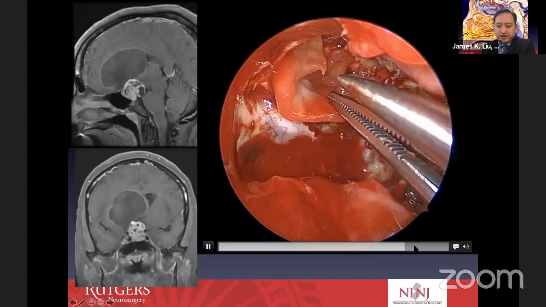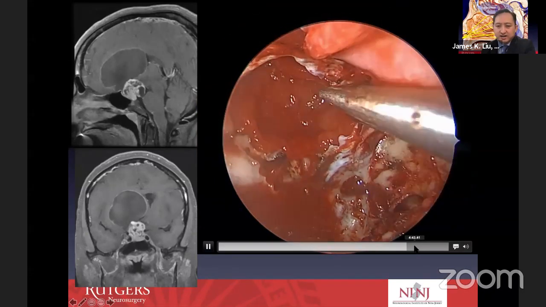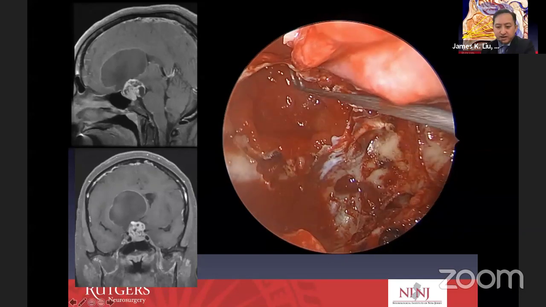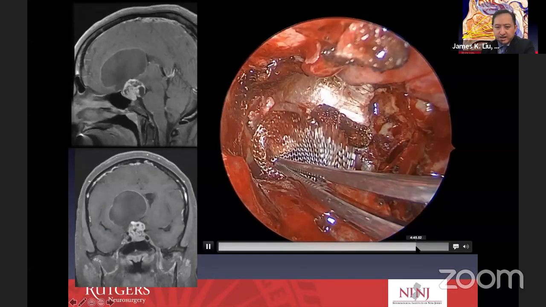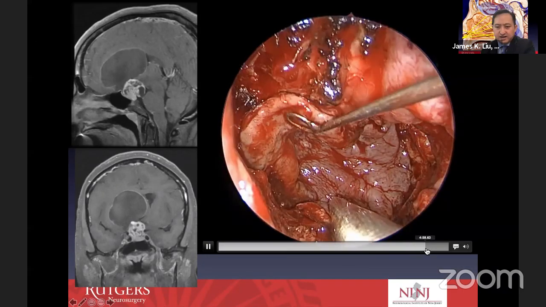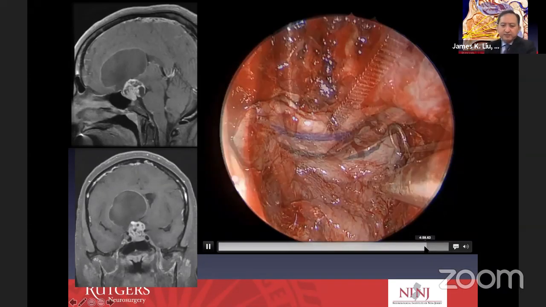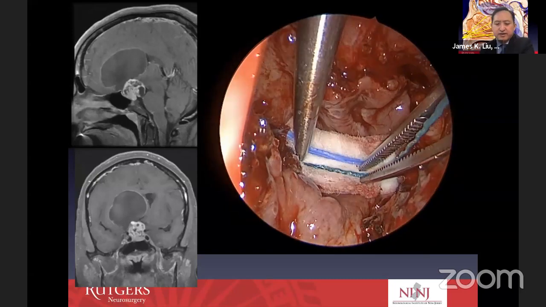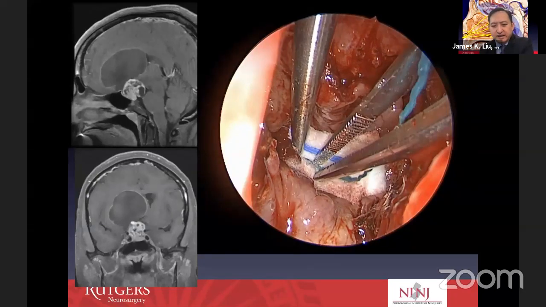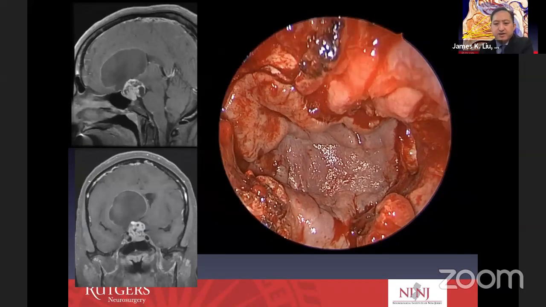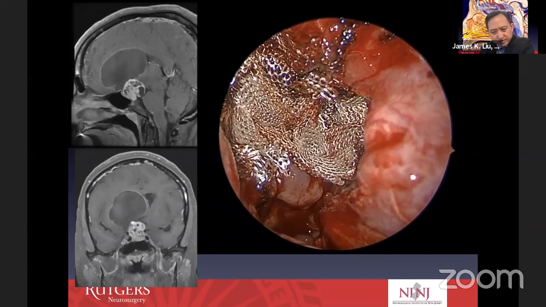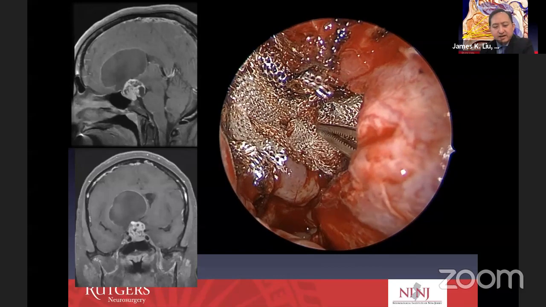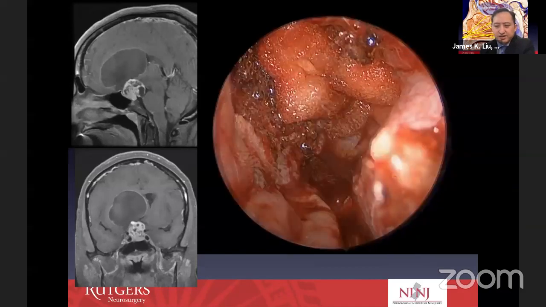And of course, we'll repair this with a Duragen inlay followed by a fascia lata overlay and then a nasal septal flap. And I'll typically use a lumbar drain for roughly 3 to 5 days postoperatively. I'll start at 5 cc's an hour and then increase it to 10 cc's an hour if needed. Be careful to avoid over drainage that can cause intracranial hypotension.